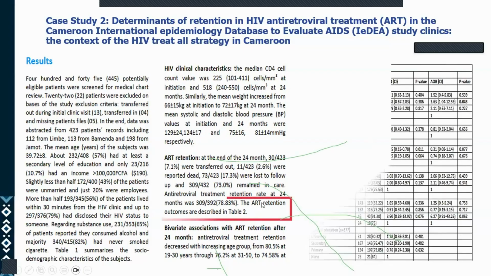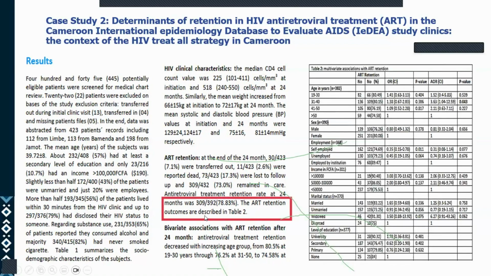Here, you can see that the ART retention outcomes are described in table 2. And this is table 2. You can see how tables are presented here in this journal, a little bit different from what was done in the first case. But here you can still see a side-by-side comparison between the bivariate and the multivariate, with the crude odds ratio and the adjusted odds ratio that was found. It really helps you to understand what happened and the changes that were made for the factors to be considered associated or not.